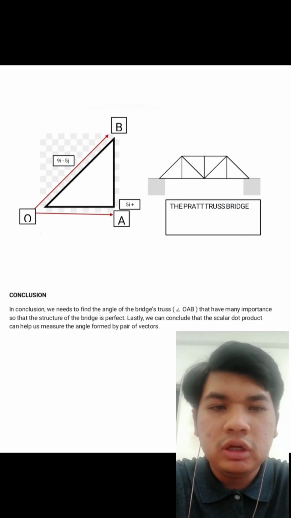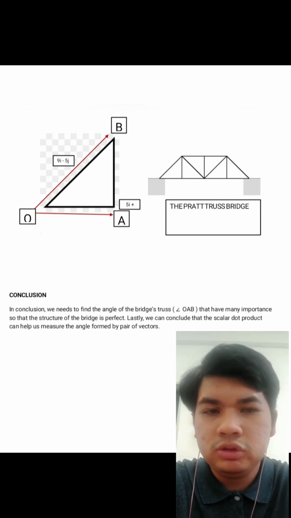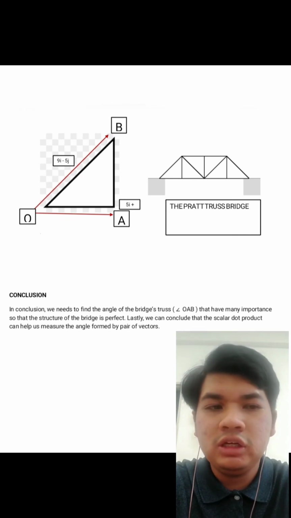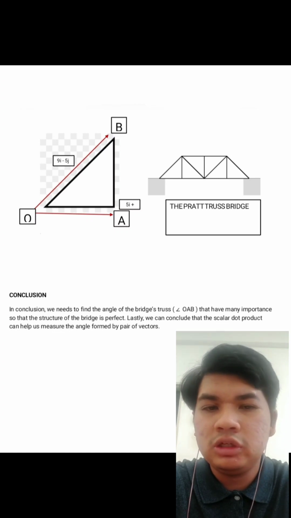In conclusion, let me sum up the main points. We need to find the angle of the bridge truss, angle OAB, which has great importance so that the structure of the bridge is perfect. Lastly, we can conclude that the scalar dot product can help us measure the angle formed by a pair of vectors.